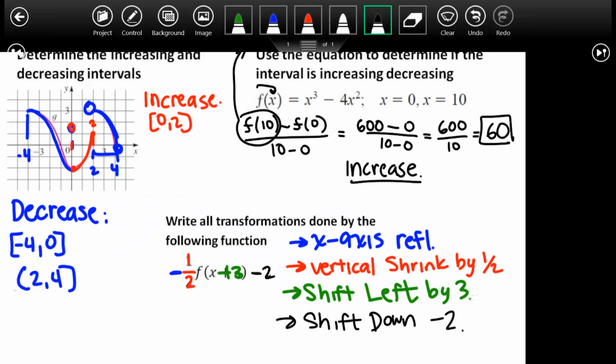That doesn't matter the way you write it. Some of you probably did a shift left by 3, down by 2, an x-axis reflection, reducing by half. Whatever way works. It will probably describe what the shifts are for you.